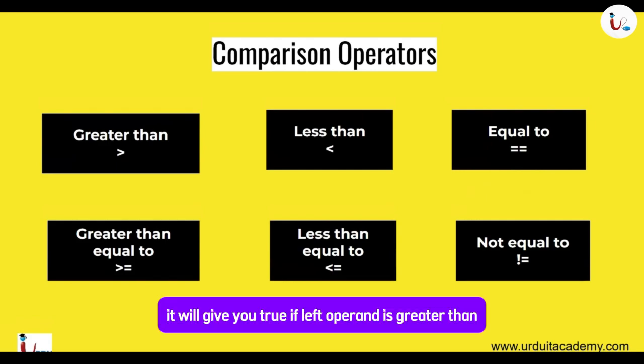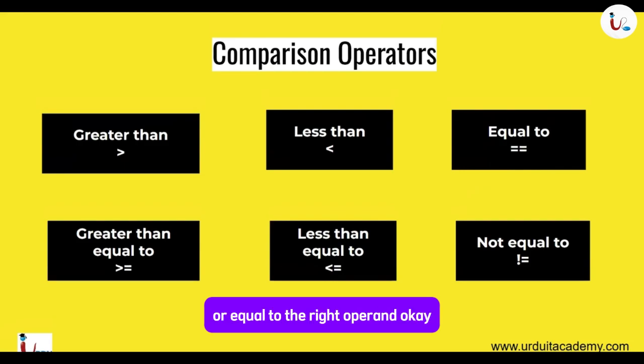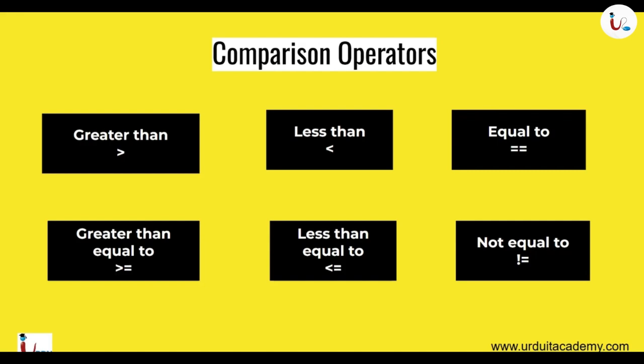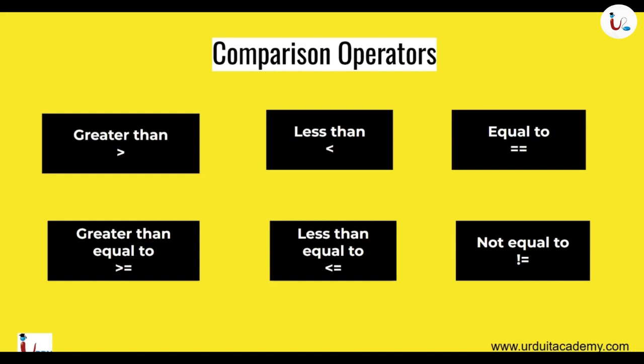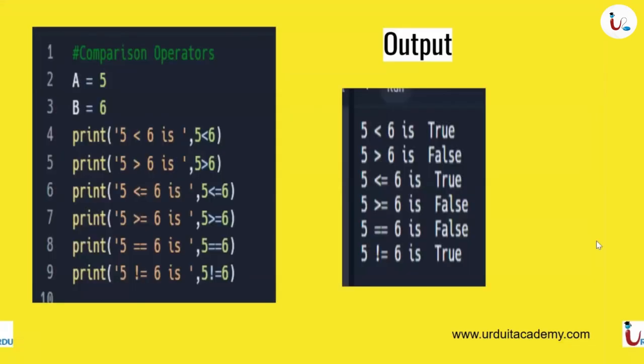It will give you true if the left operand is greater than or equal to the right operand. Now less than or equal to, it will give you true if the left operand is less than or equal to the right one. Now not equal to, it's a binary operator itself. Not equal to will give you true if the operands are not equal. Okay. Now let's see an example.